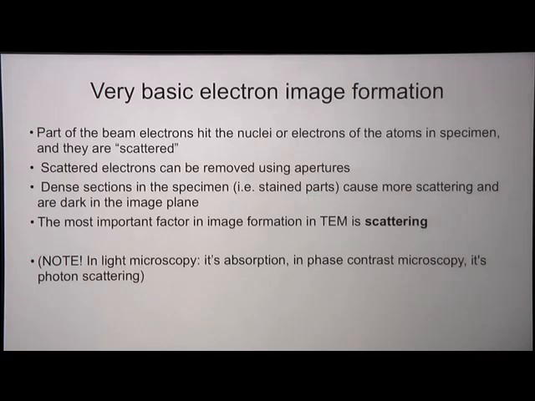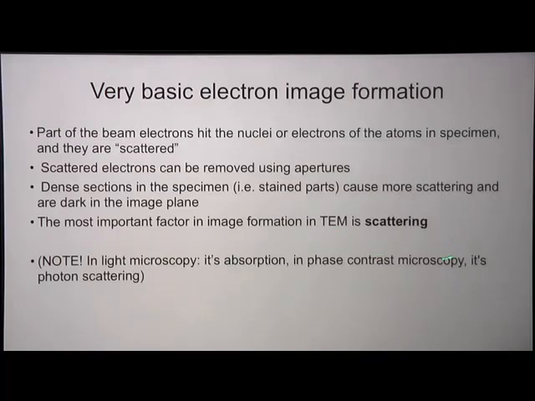Well, anyway, let's talk about what a very basic electron image is. The way we make an image with electrons is using scattering, right? The beam of electrons hits the atoms in the specimen, and eventually they interact with it and are scattered. Most of them actually aren't scattered, but the ones that are scattered can be removed by using apertures, or they can be focused into different planes and used to construct an image. So really, electron microscopes are all about scattering.